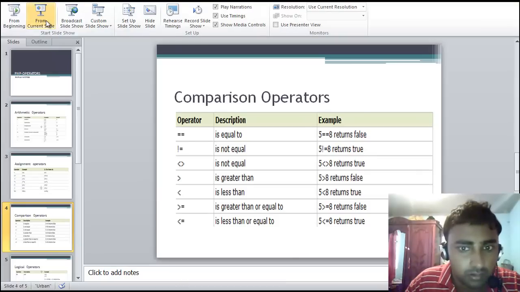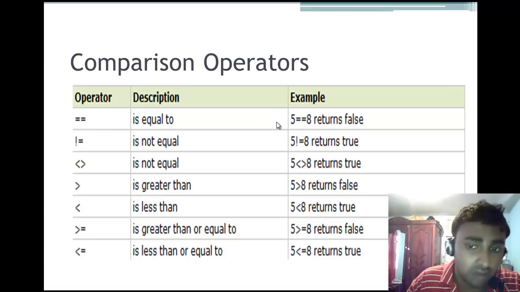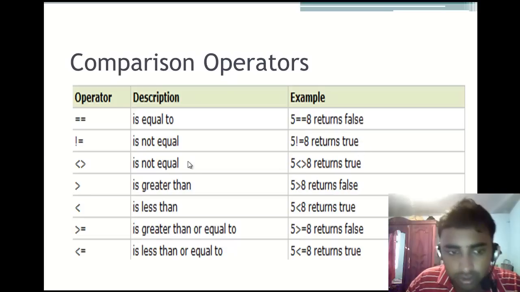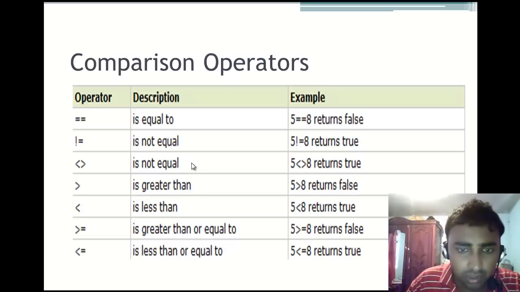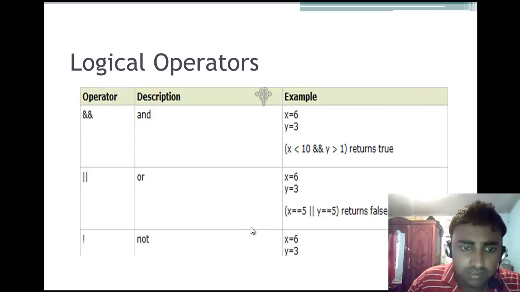So this is equal to, it returns false because 5 is not equal to 8. If you do 5 not equal to 8, this will return true. Obviously 5 is not equal to 8. For not equal, you can use this also. Greater than, less than, greater than. This is for greater than or equal to, this is for less than or equal to. These are the logical operators.